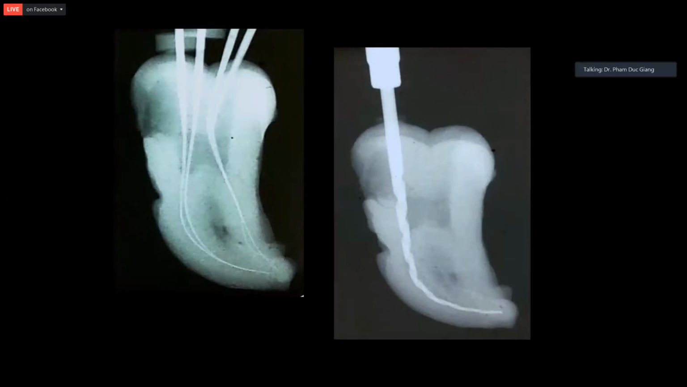Và trên hình ảnh này thì tôi muốn nhấn mạnh tầm quan trọng của việc sử dụng D-finder, bởi vì trong trường hợp này tôi đã dùng D-finder để đi trước hết phần chiều dài làm việc, và từ đấy nó tạo nên đường trượt để sau đó file chạy máy mới có thể đi vào và giữ được hình dáng của ống tủy.